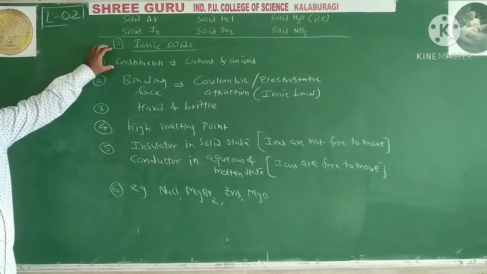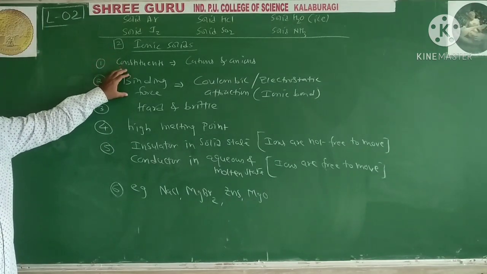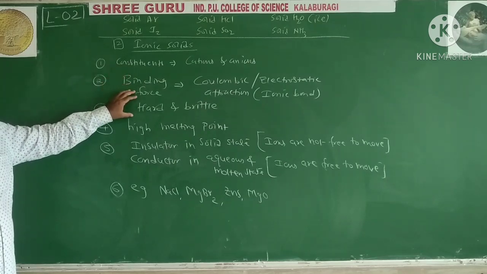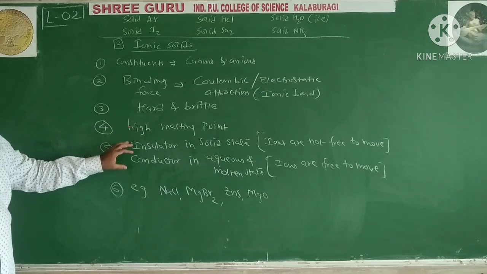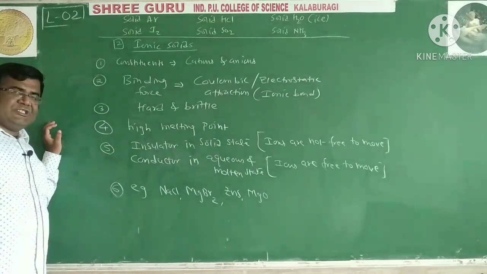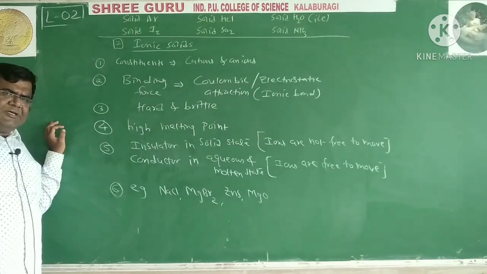So constituents are ions, which are cations and anions. Binding force is ionic bond, hard and brittle, high melting point. Insulator in solid state, but conductor in aqueous and molten state. And these are examples. What is their physical state at room temperature? They all are solids, isn't it?